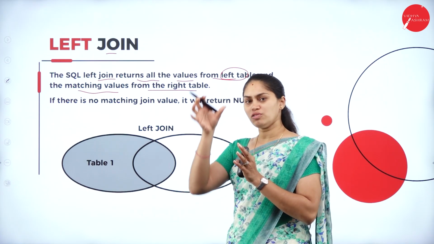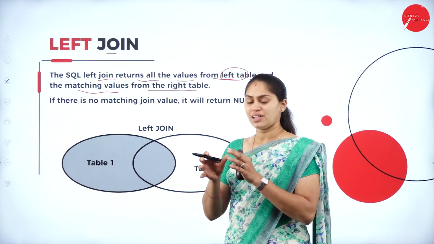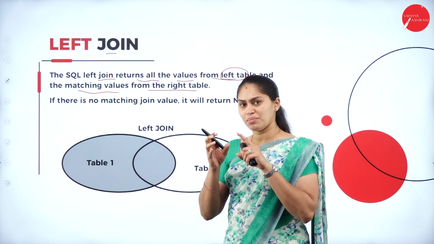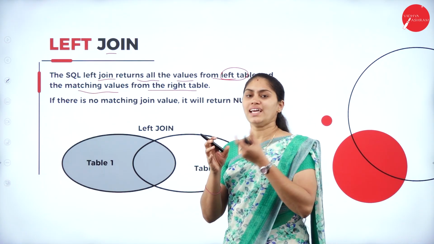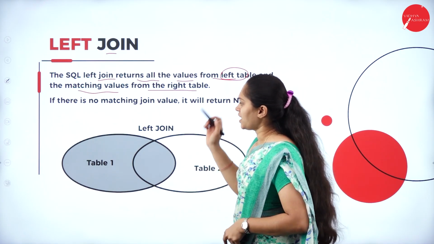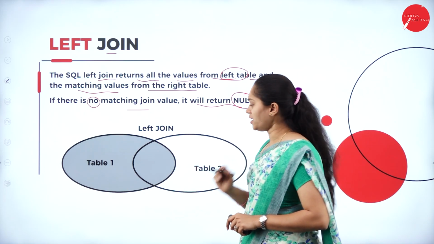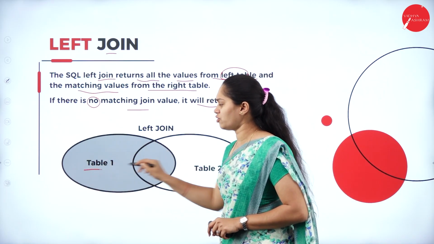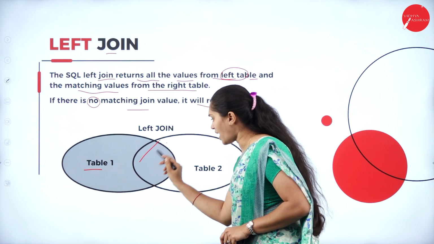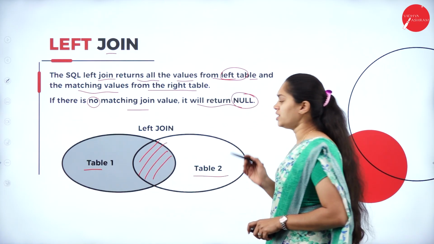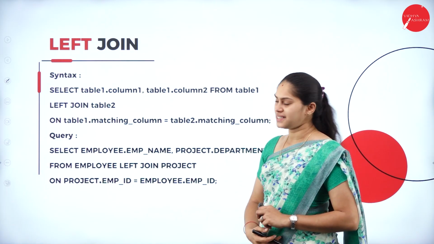So we are going to fetch all the values from the left table, and only the values which match with the right table will be taken here. If there is no match, then it will return null. Fine. Then we are taking all the content of table 1 and only the matching content of table 2. We'll see the syntax here.